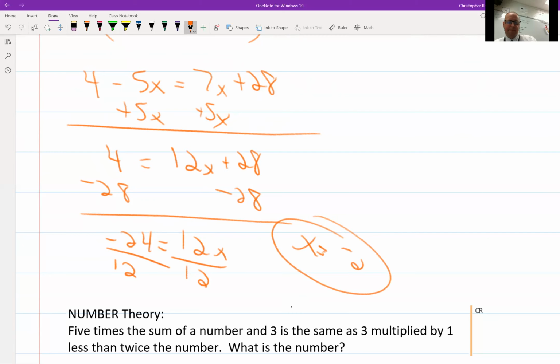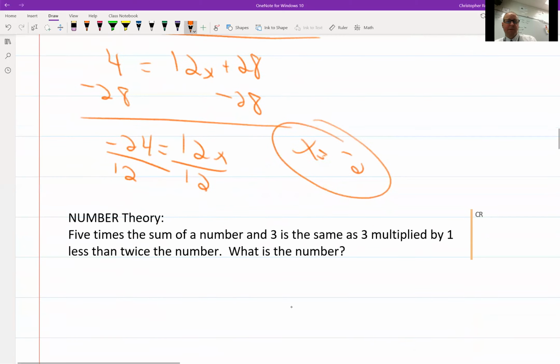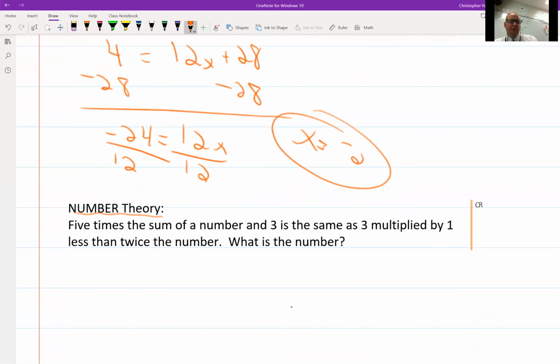So that gets our variables on both sides. How are we going to use some of that number theory we talked about before? Okay, 5 times the sum of a number and 3 is, so that's an equal sign. So 5 times the sum of a number and 3. Sum means addition, right? A number and 3 is the same as 3 multiplied by 1 less than twice the number. 1 less than twice the number, right?